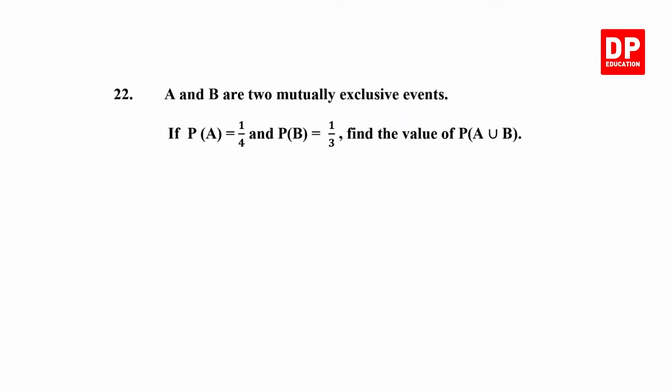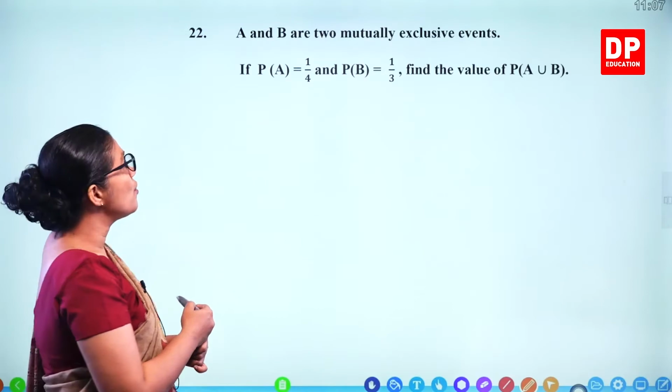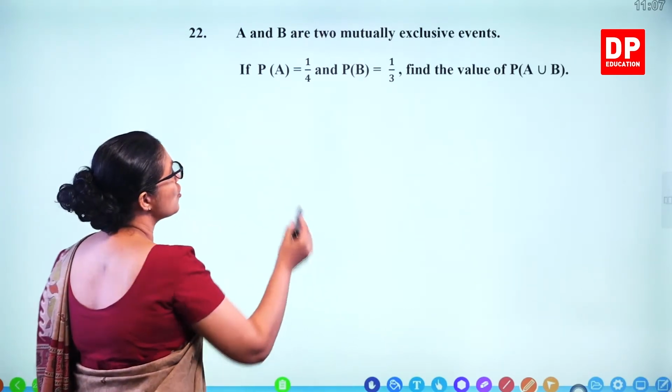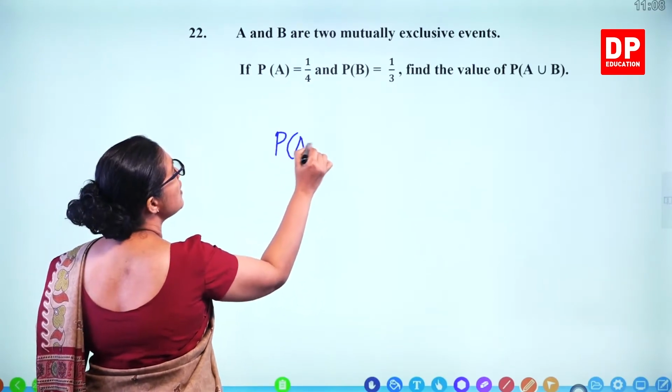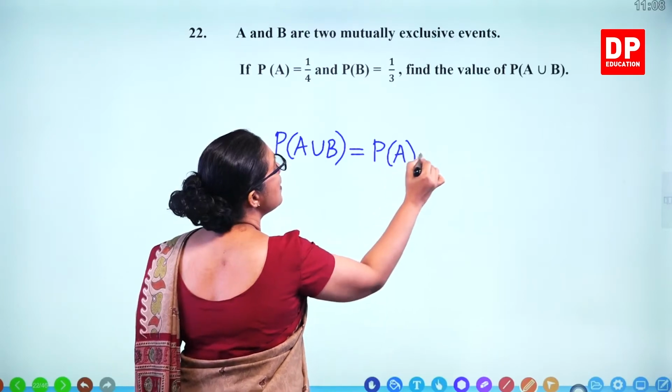Question number 22. A and B are 2 mutually exclusive events. If P(A) equals 1/4 and P(B) is 1/3, find the value of P(A union B). So mutually exclusive means no intersection. So what is P(A union B)? It is just the addition of P(A) and P(B).